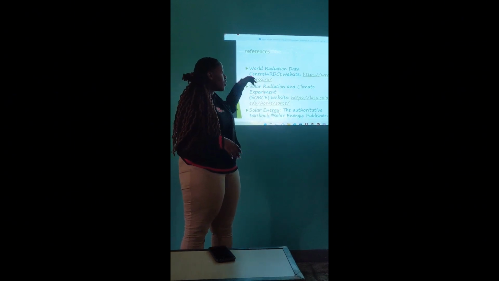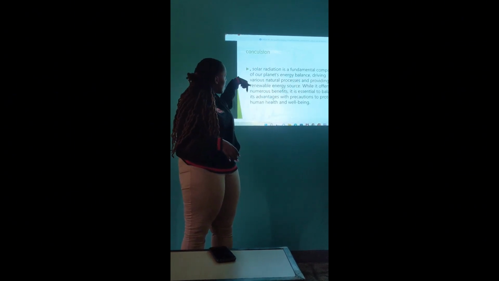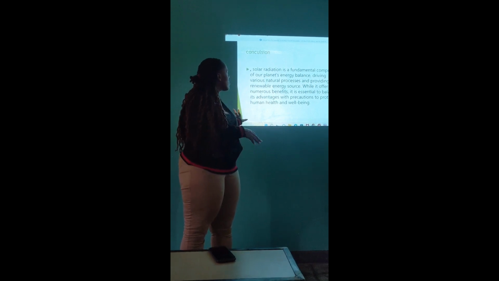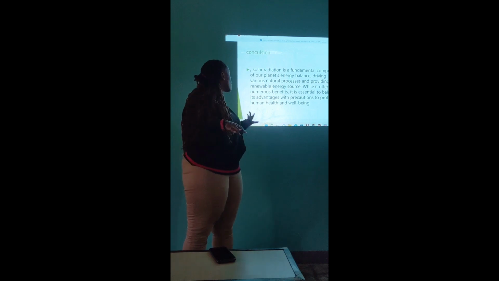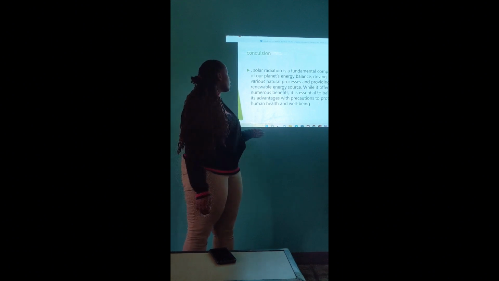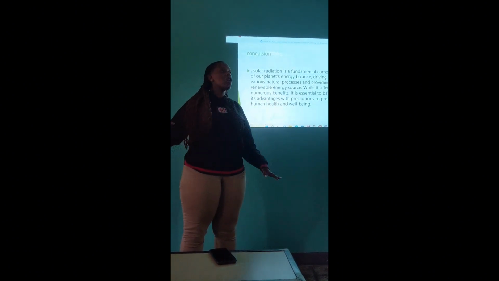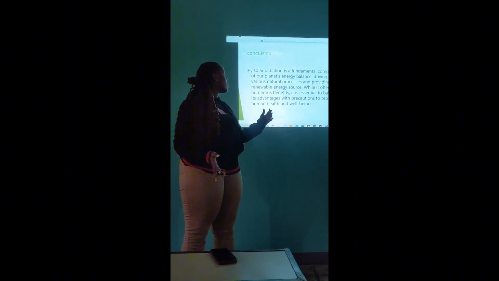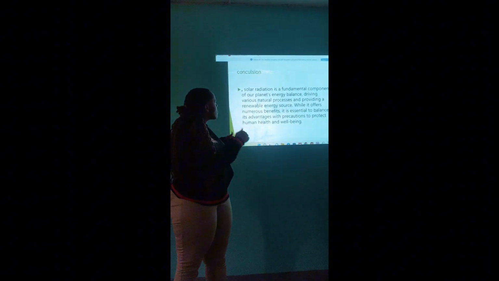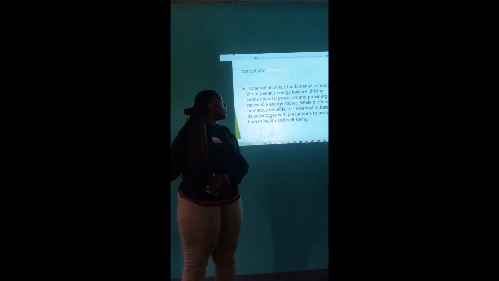About the slide we looked at before, we see the advantages of solar radiation. We see how they help in human health, how they help in the growing of plants, and also how we use it for getting renewable energy sources.